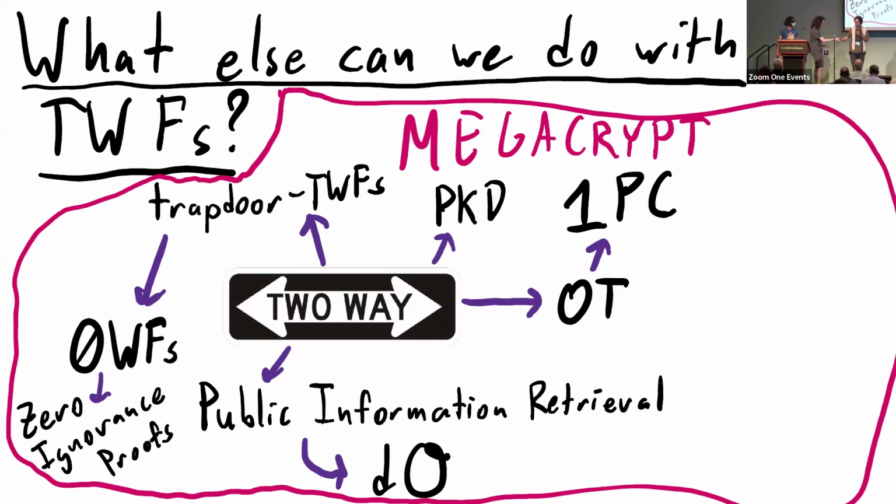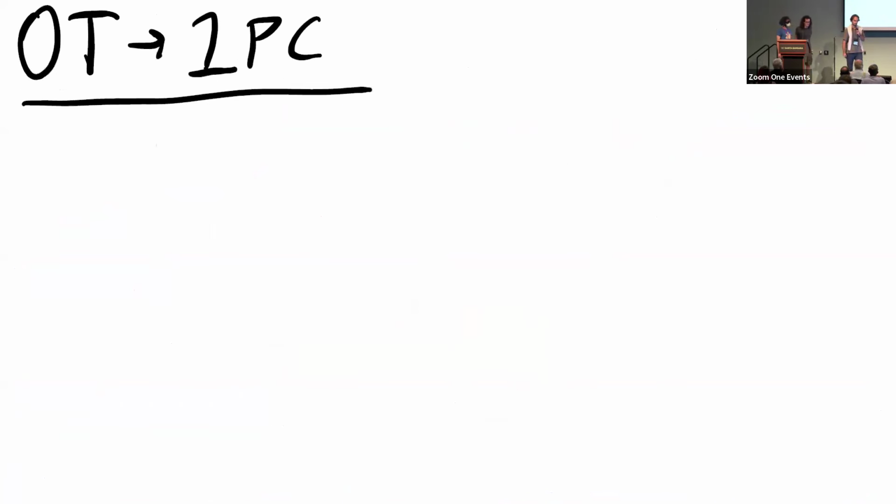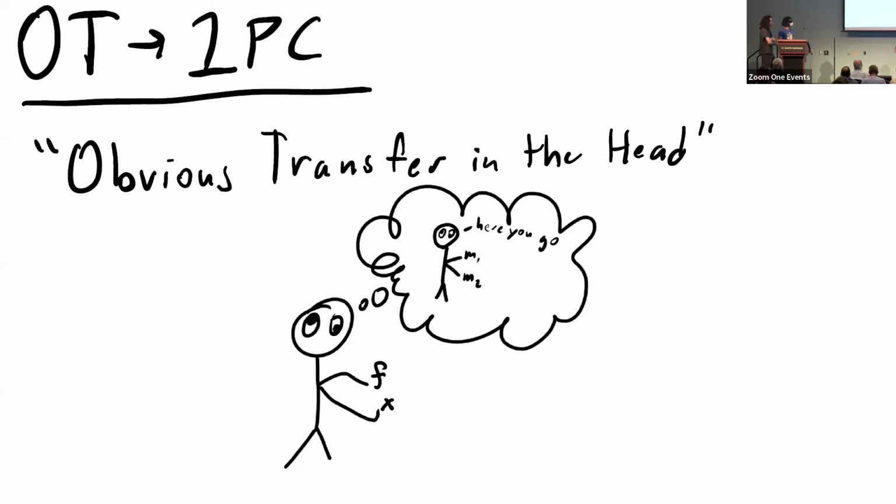Yes, let me tell you about some of the coolest constructions in our paper. So first of all, we claim that from oblivious transfer, we can build one-party computation or single-party computation. Well, how do we do this? In single-party computation, one party is trying to do some computation. Well, then what they can do is to do oblivious transfer in their head. We show in our paper that this leads to efficient one-party computation.